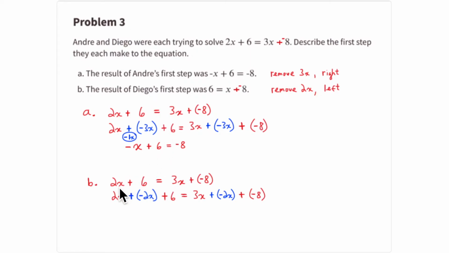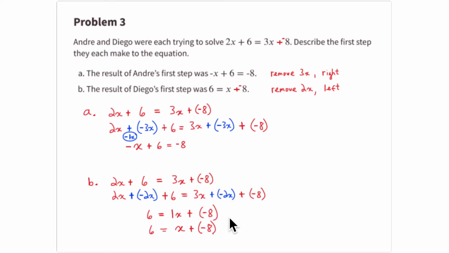Diego says, well, I'm going to take the same equation, but I'm going to get rid of this 2x on the left side. That's going to leave me with a positive x on the right side. 3x plus a negative 2x equals a positive 1x. So 6 equals a positive x plus negative 8. The way to look at that is to choose the side that has the least number of x's and subtract those x's from that side. That will leave you with positive x's on the other side.